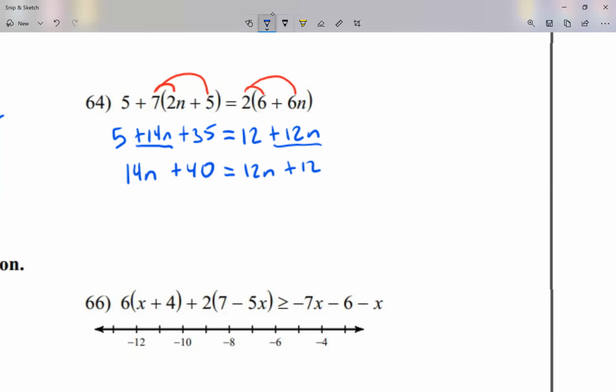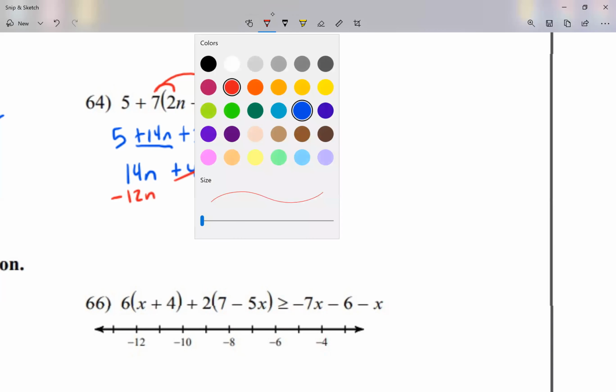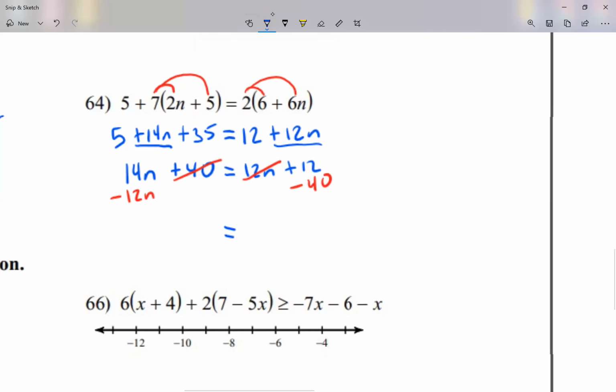Now, I'm going to move my letters to the same side. So this positive 12n, let me move it over as a minus 12n. This positive 40, let me move this as a negative 40. Don't forget to switch the signs. If you notice, I have letters on one side and anything that doesn't have a letter on the other side.